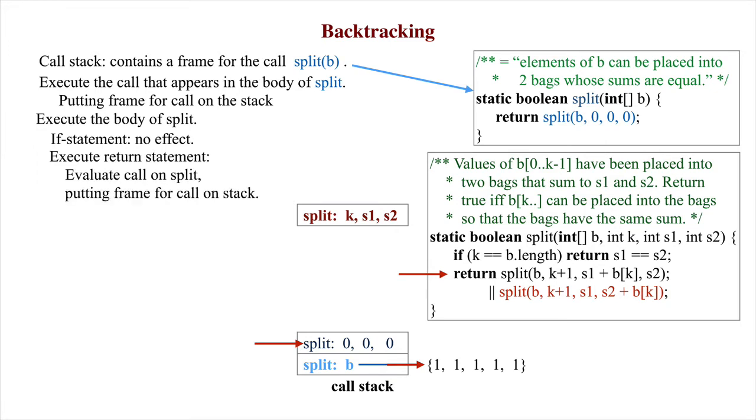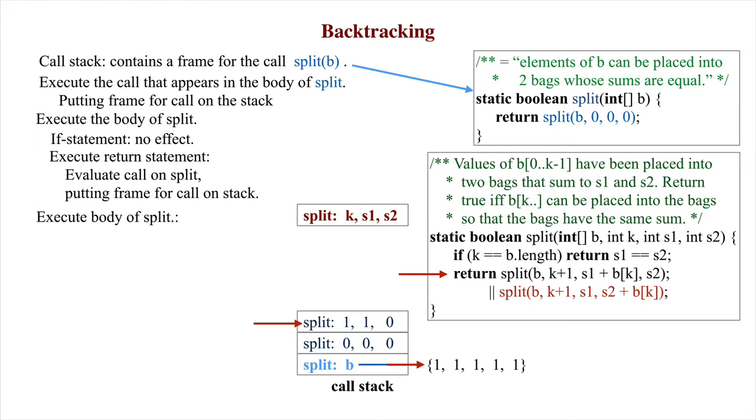We evaluate the first call on split, putting a frame for the call on the call stack. In the new frame, k is 1, which means that b sub 0 has been placed in the bag. Parameter s1 is 1, indicating that b sub 0 has been placed in the first bag. The second bag is still empty. Next, execute the body of split.